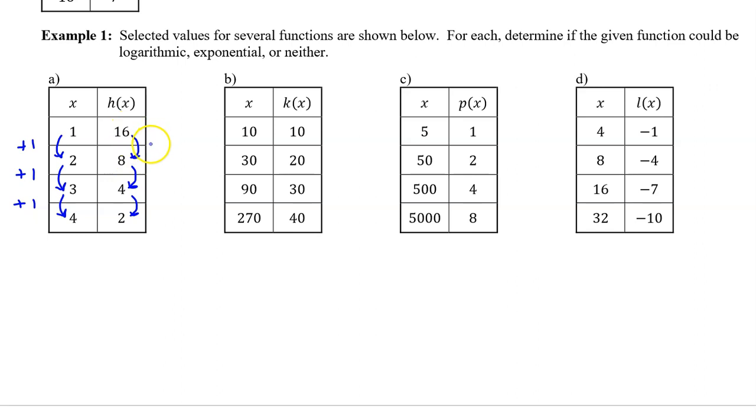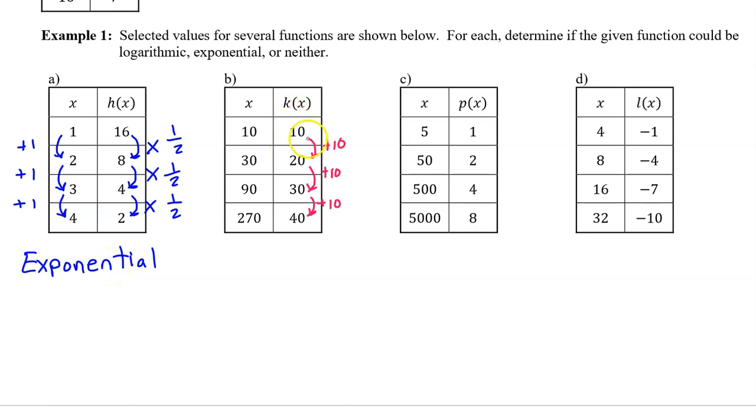8 divided by 16 is 1/2, so that's the first ratio. 4 divided by 8, again, that's 1/2. 2 divided by 4 is 1/2. So we do have this multiplicative variation in the output values. Each output value is 1/2 the previous output value. H of x is exponential.